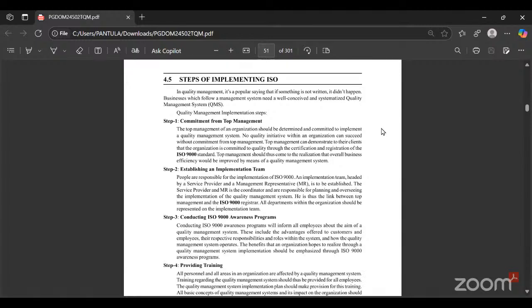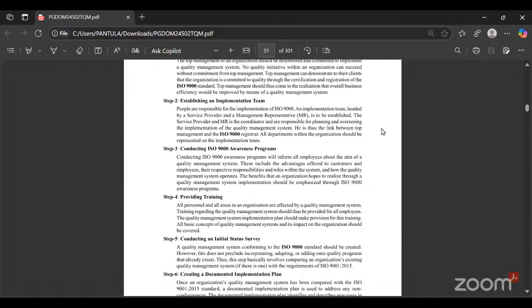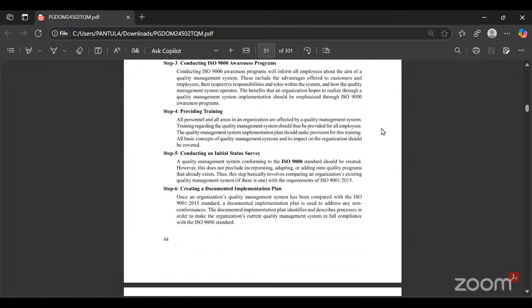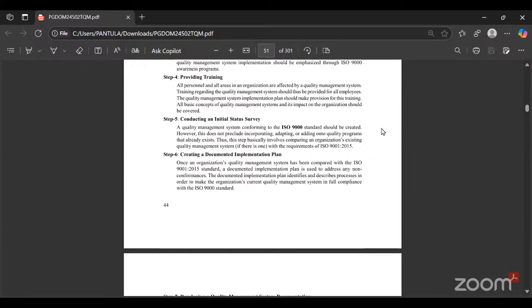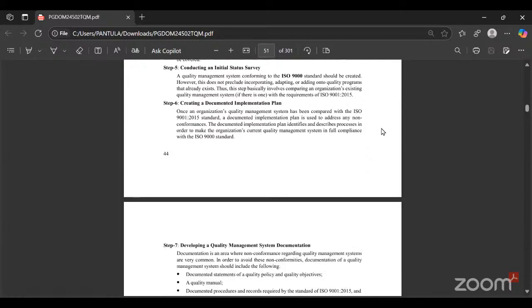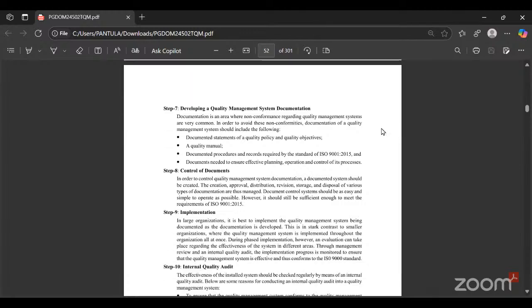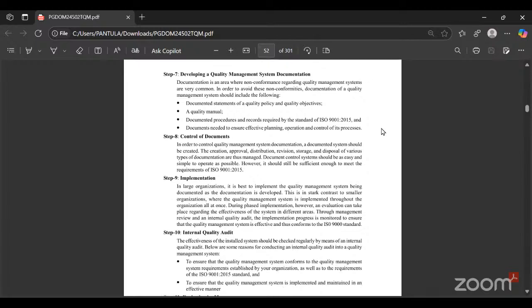Steps for implementation. The first step is commitment from top management. Top management needs to decide that they are committed to implementing ISO in their organization. Then establishing an implementation team, conducting an ISO 9000 awareness program, providing training to employees, conducting an internal status survey, creating a documented implementation plan, developing the quality management system, and controlling documents and implementation.